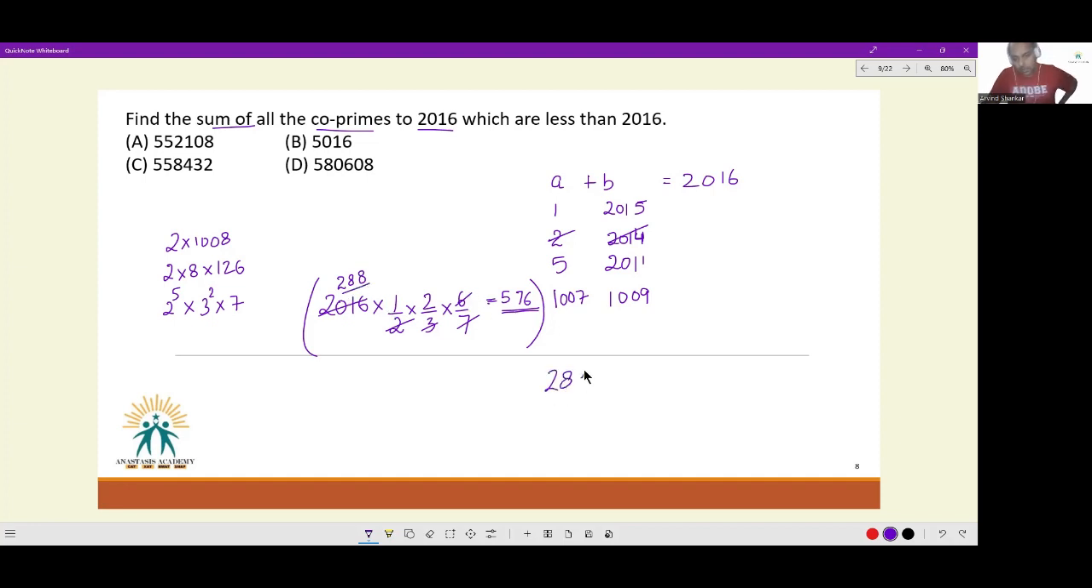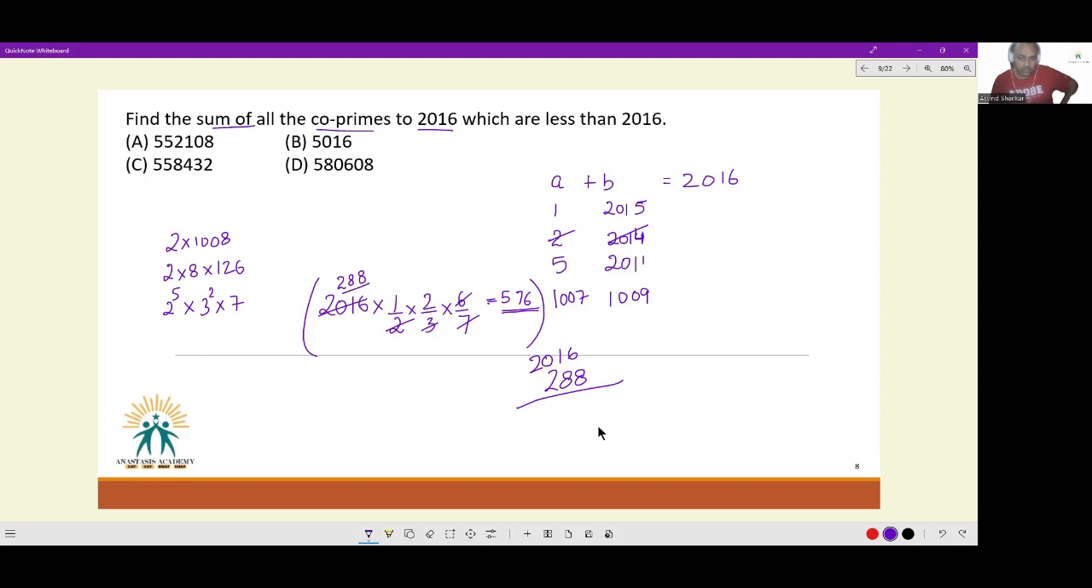There are 288 pairs, and each pair adds up to 2016. So we have to do 2016 into 288. This is the working that we have to engage in.